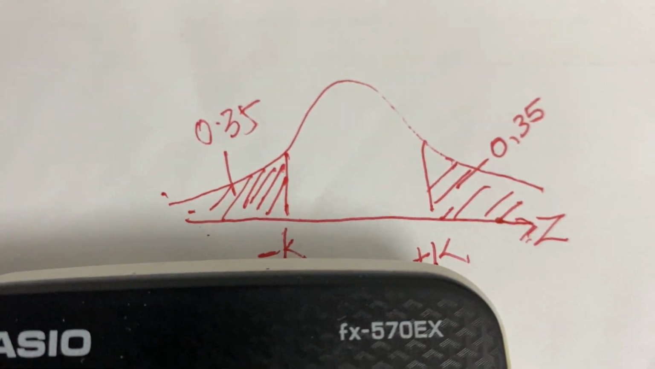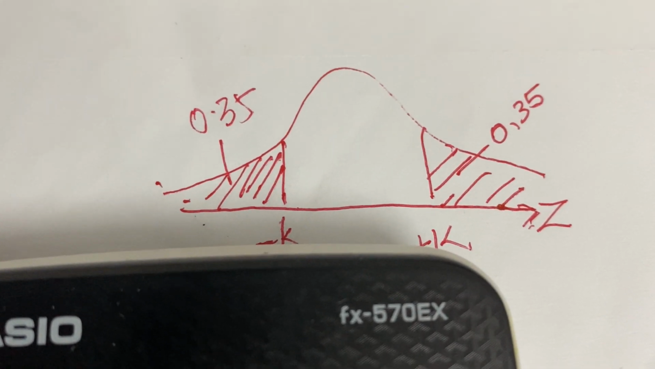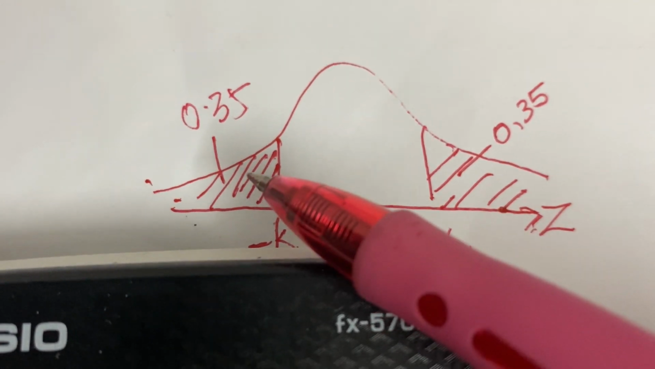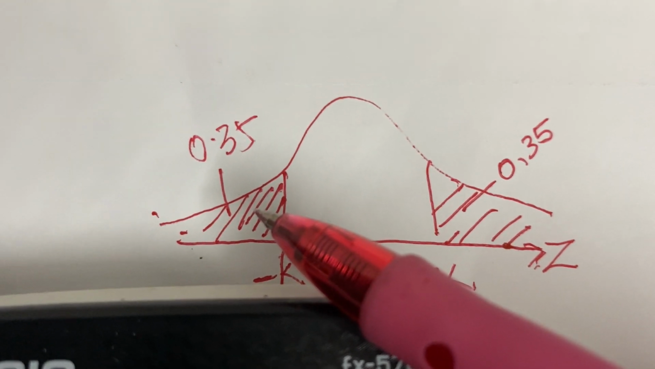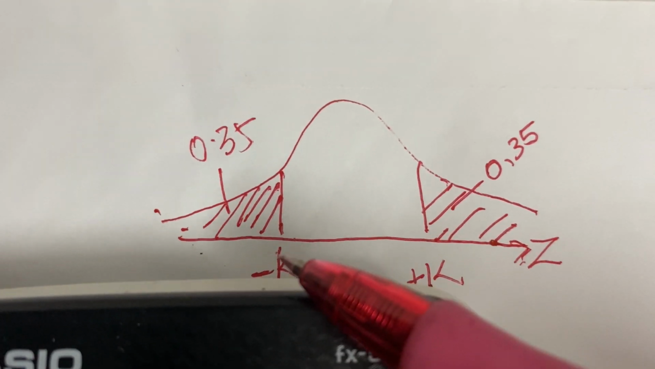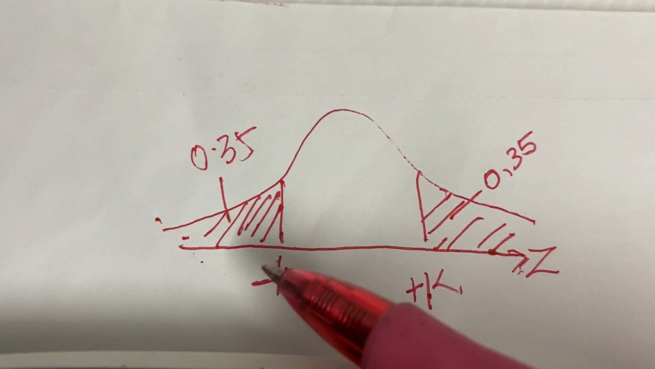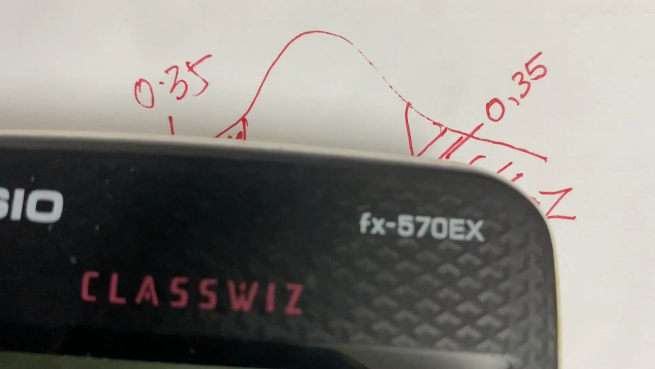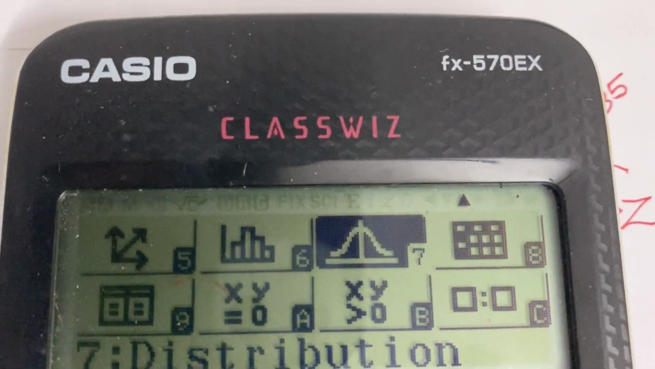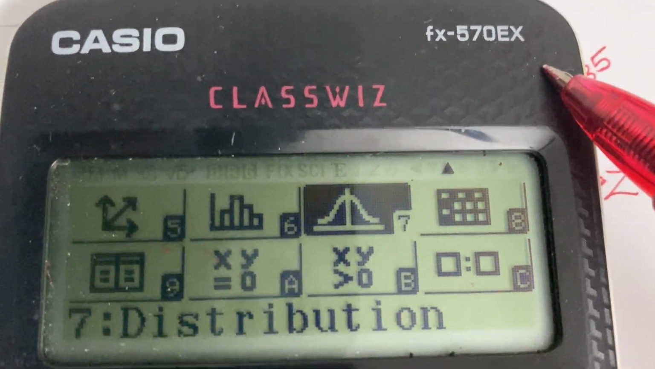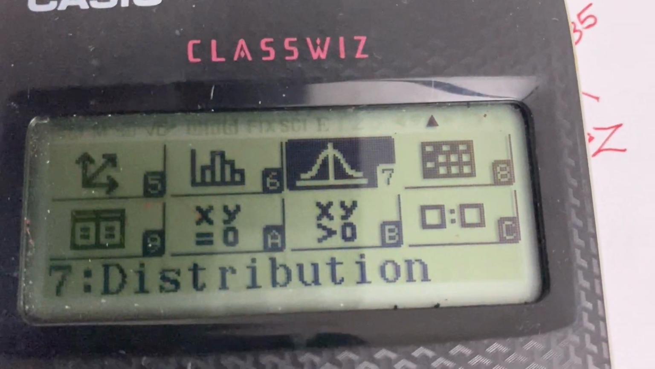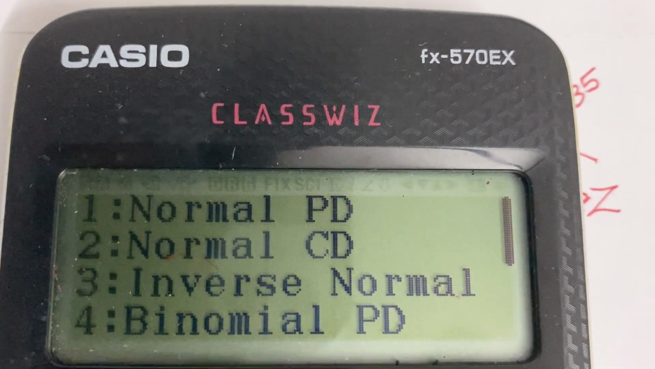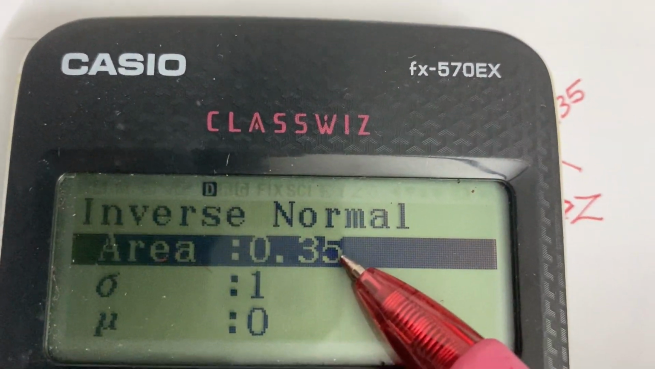Okay guys, today I will revise with you how to find the z-score if the area is given. If the area is given and you want to find back the z-score, we call it inverse. If it is this side, your z-score will be negative. If right hand side, your z-score will be positive. Now, how to press the calculator? If you are using the FX570EX, you don't have to use the Buku sifir. You go to 7 and choose inverse normal. Then for the area, you key in 0.35.